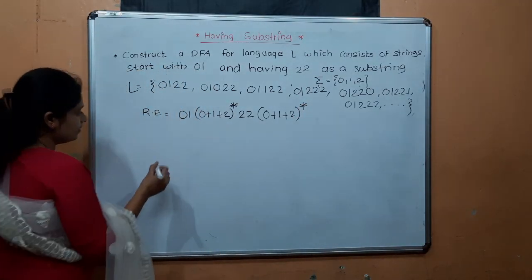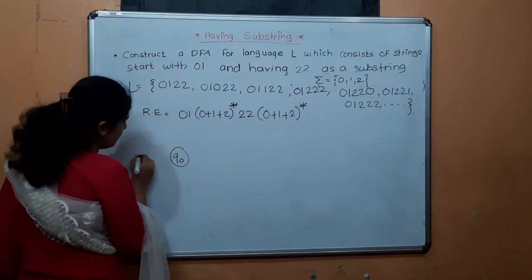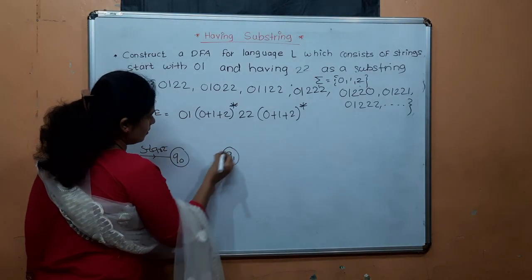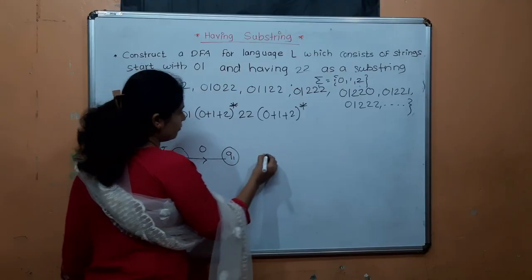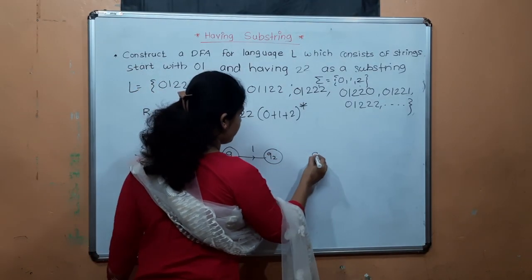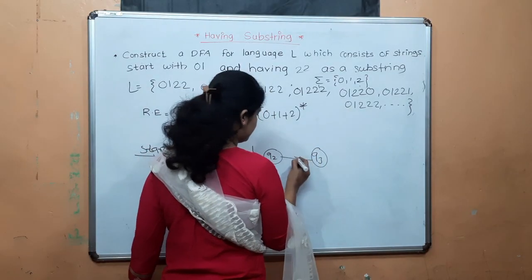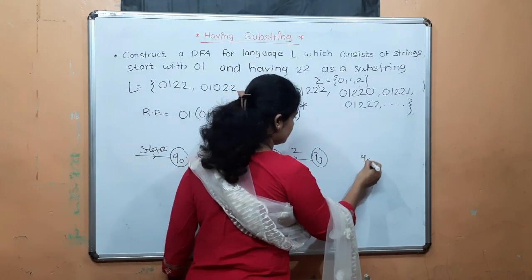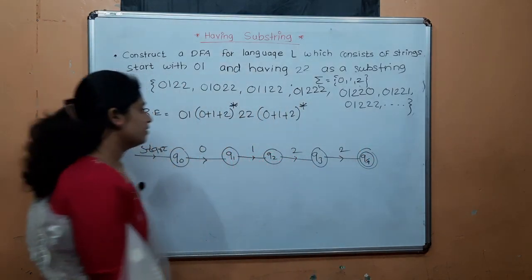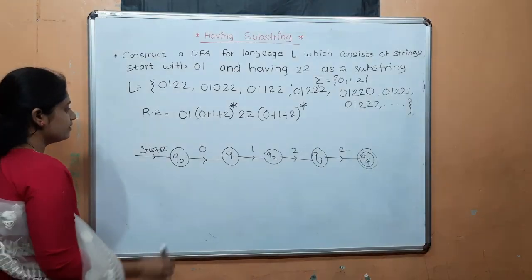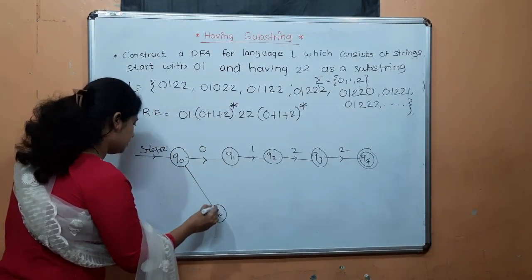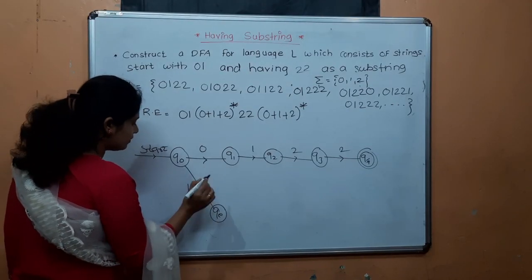Okay. See the transition diagram. Here we can write start, 0, 1, 2, 2. Okay, see here. Starts with 01. See here we can add the dead state. If the string starts with 1 or 2, which is invalid.